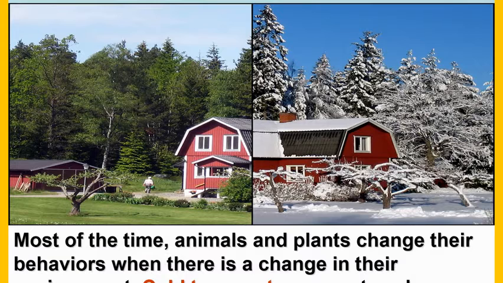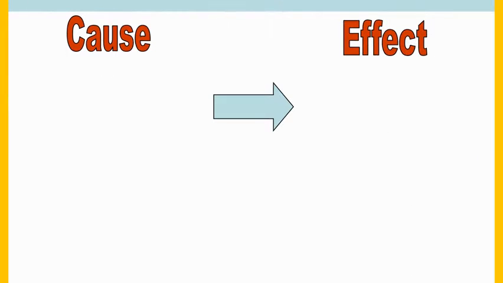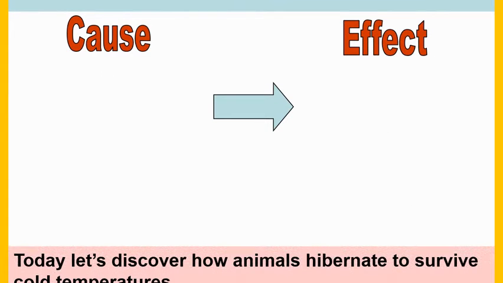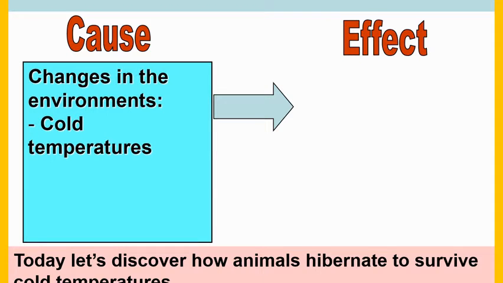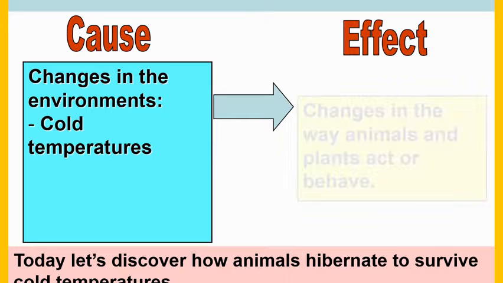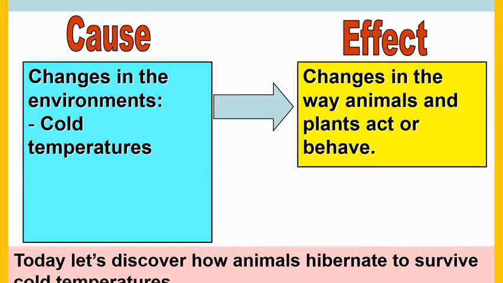Most of the time, animals and plants change their behaviors when there is a change in their environment. Cold temperatures create changes in the environment. Today, let's discover how animals hibernate to survive cold temperatures. Cause: changes in the environment, cold temperatures. Effect: changes in the way animals and plants act or behave.